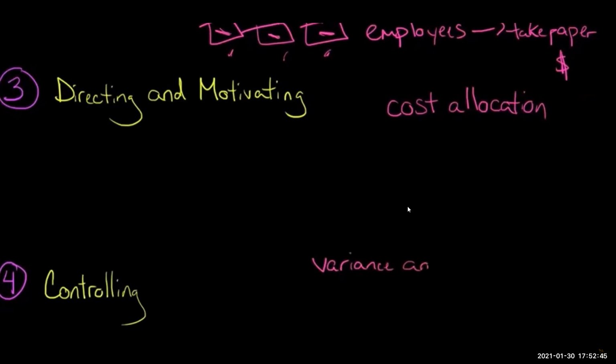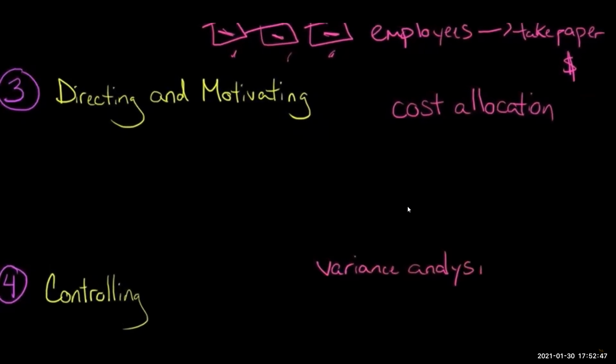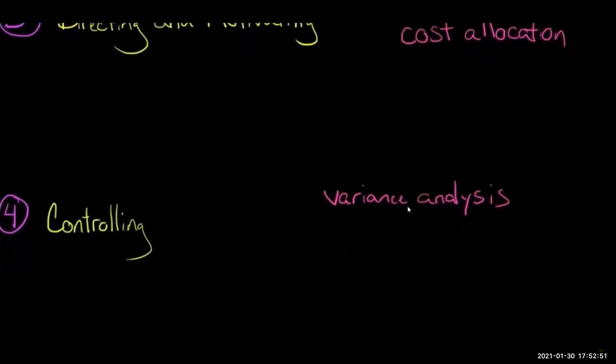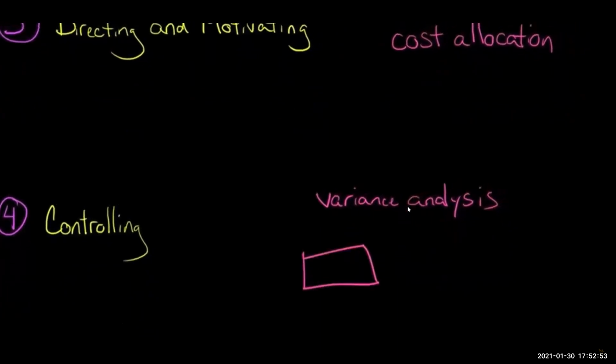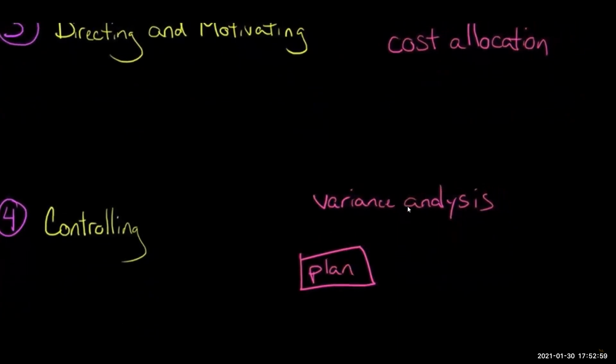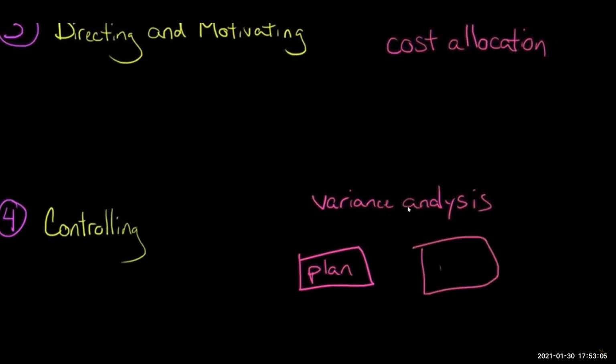Now, variance analysis is a whole topic in and of itself, but in a nutshell, what we're doing with variance analysis is we're saying, okay, what was our planned spending? What was our planned cost here? What did we expect that we were going to spend on the raw materials or whatever? And then what was the actual cost? What did we actually spend?